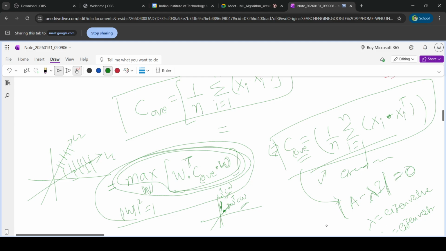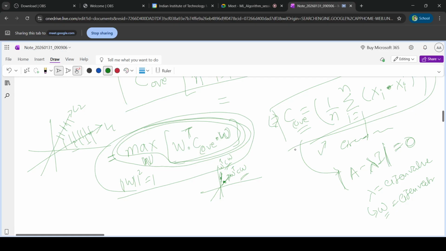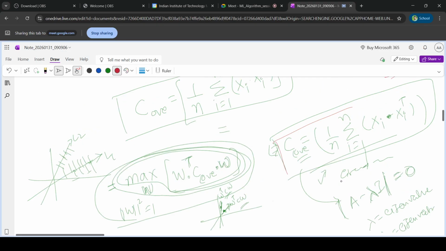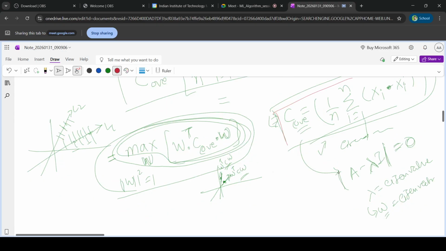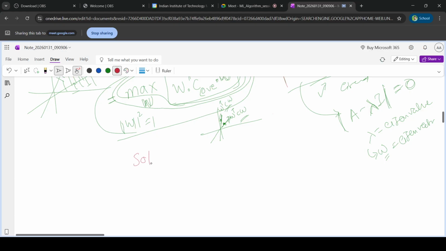So if you get the C value, you will also get the W value. If you find the covariance matrix, you will also find the W value, which is the solution you want. The covariance matrix is nothing but 1 by n summation of i equal to 1 to n, xi into xi transpose. If you get this covariance matrix, because you have the data in your question, you try to find the lambda, and W is what?